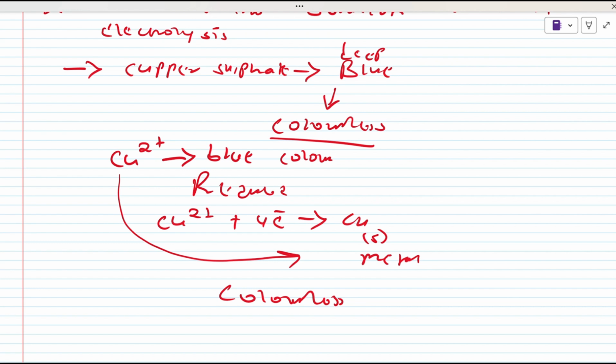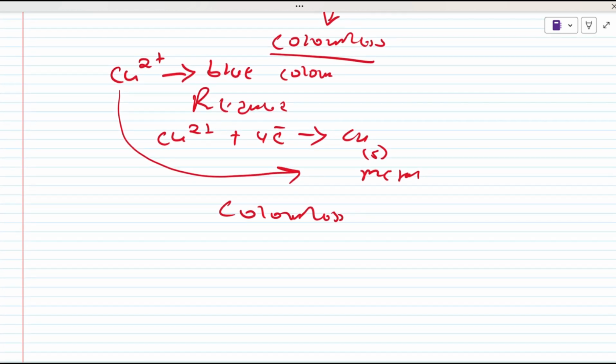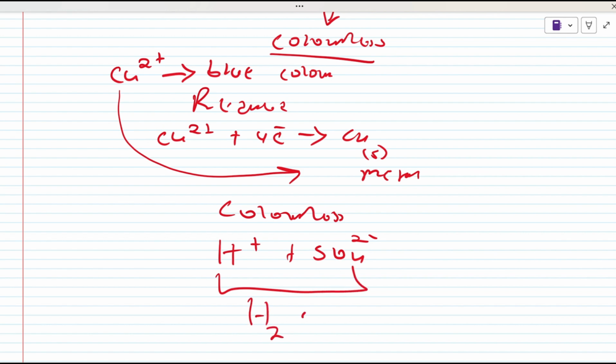Because at the end of the day, after all the copper ions have been reduced, we remain with the hydrogen ions in solution and sulfate ions in solution. When the two join, we form H2SO4, which is colorless.